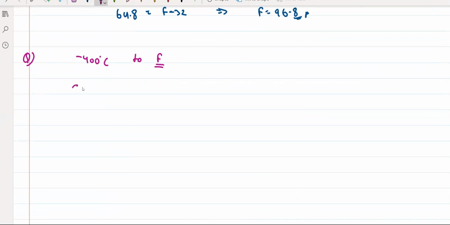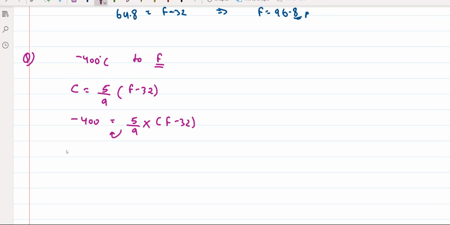For those who did not solve, C is equal to 5/9 into F minus 32. So just put the value -400 is equal to 5/9 into (F minus 32). Here, cross multiplication: the 5/9 goes to the other side and becomes divide, 9/5. So the division will be -400 into 9/5.